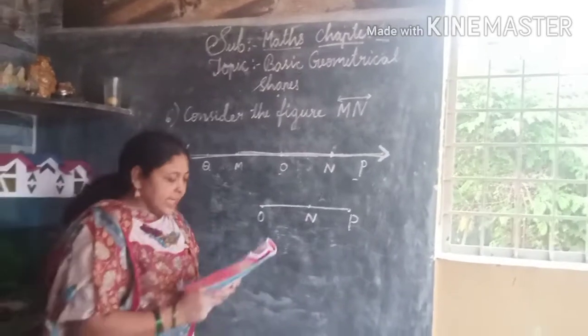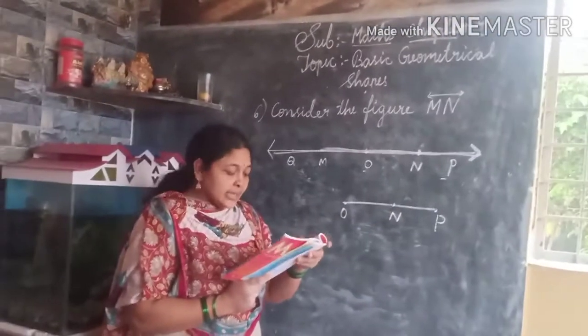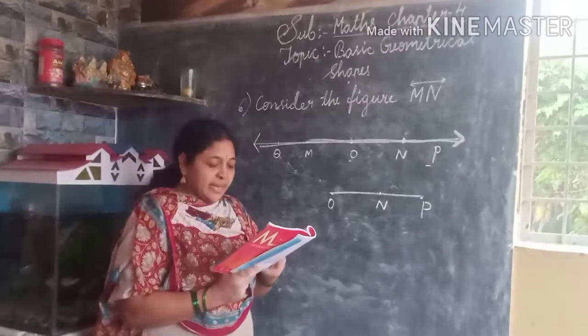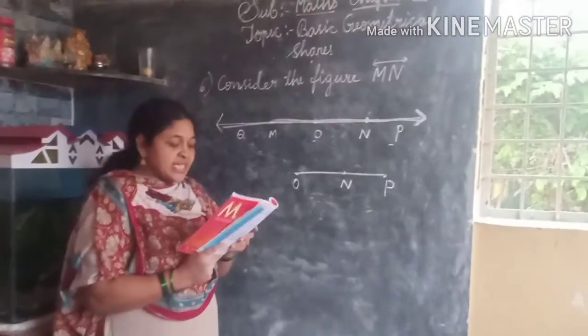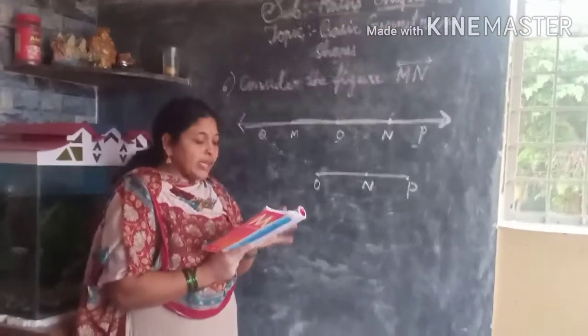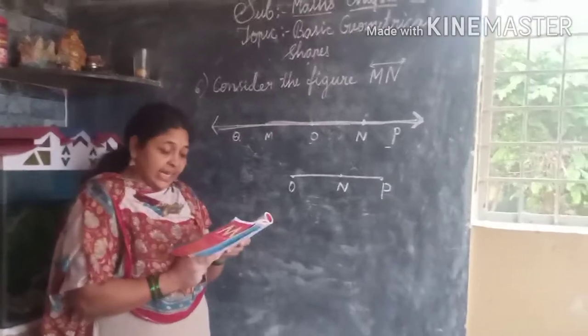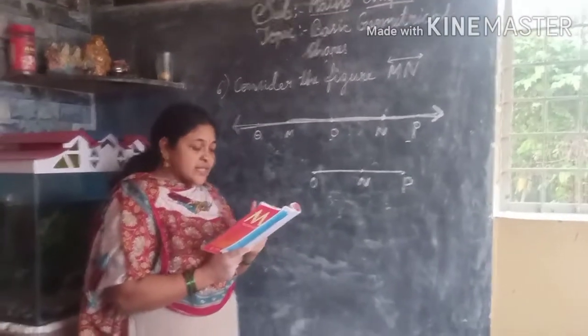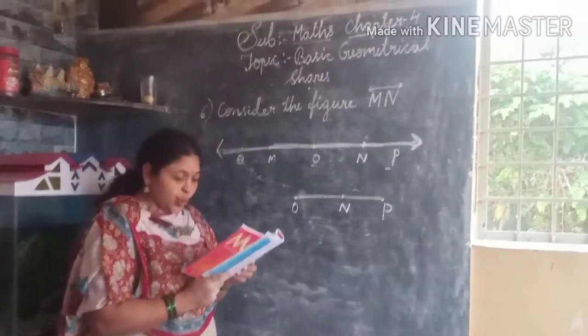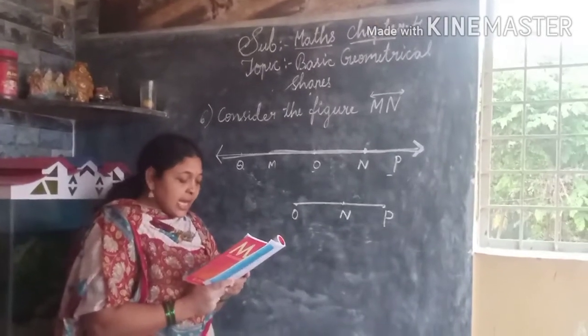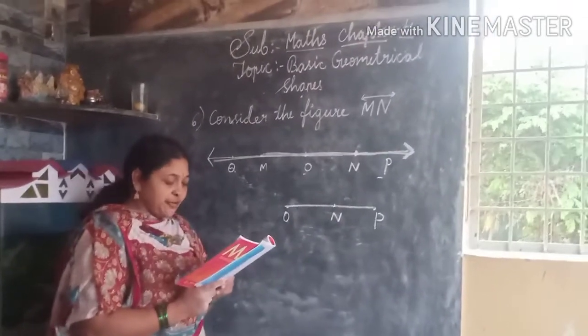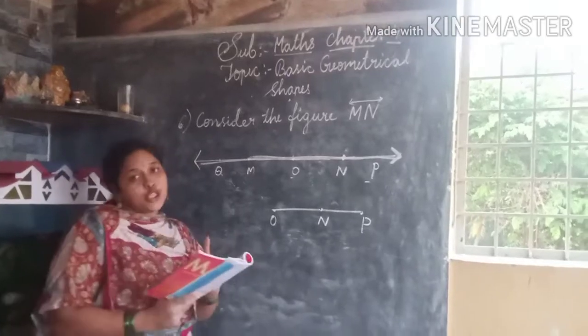Let me repeat once again. A is true. B is also true. C is true. D is false. E is false. F is false. G true. H is false. I false. J false. And K is true.